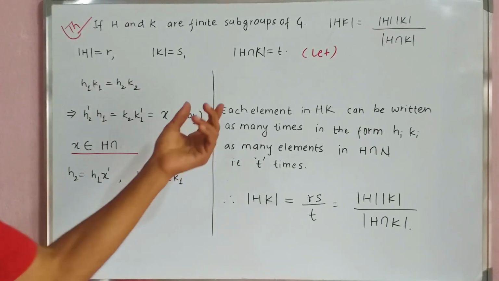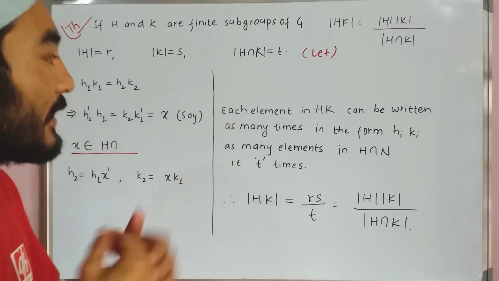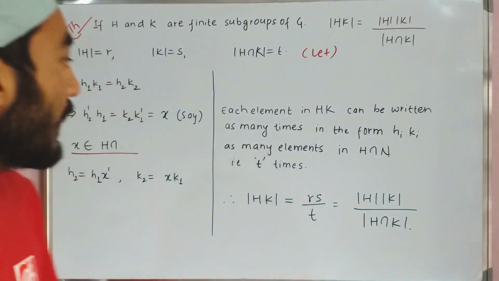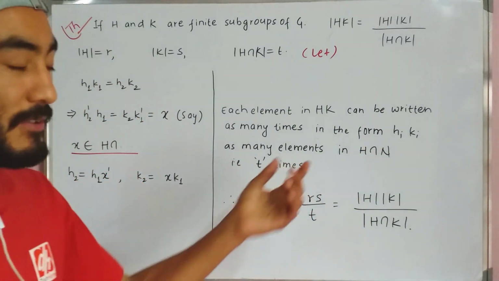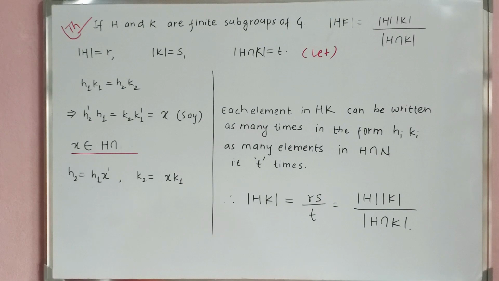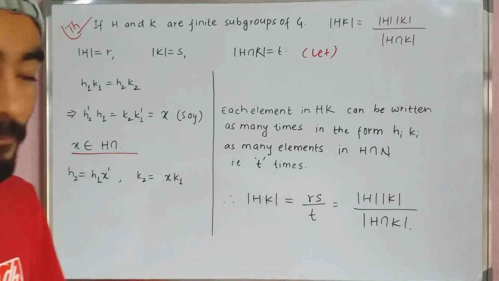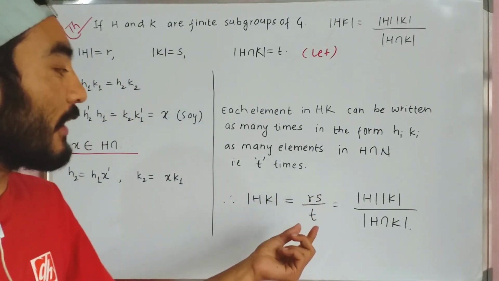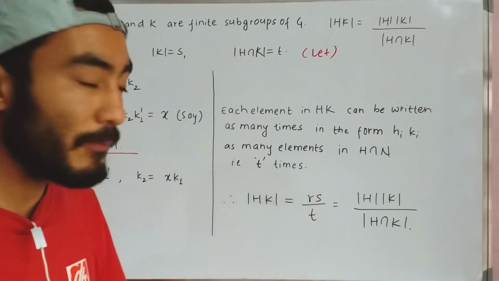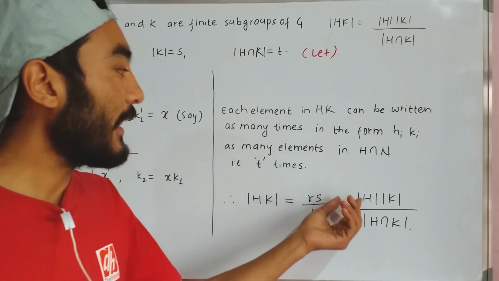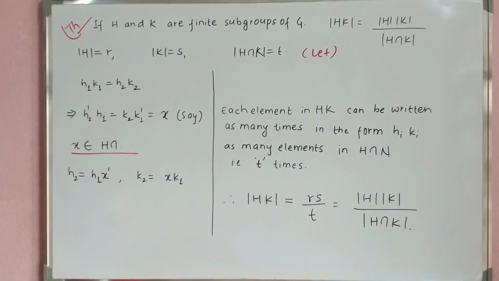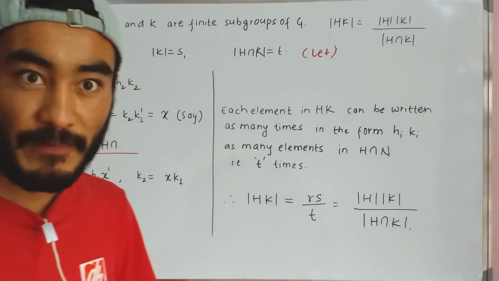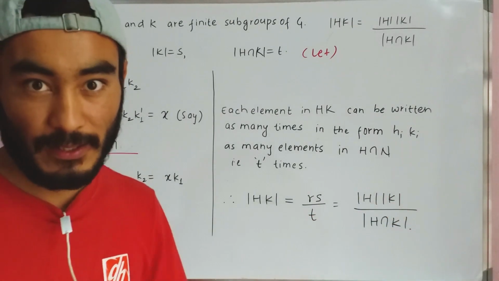This shows each element in HK can be written as many times in the form hi ki as there are elements in H intersection K, that is, t times. So we must have the number of elements in HK equal to rs divided by t, and that equals the product of the orders of H and K divided by the order of H intersection K. So we must have the order of HK equal to the product of the orders of H and K divided by the order of H intersection K, and this proves our theorem.